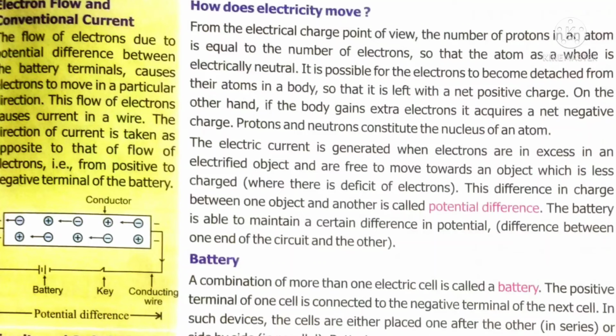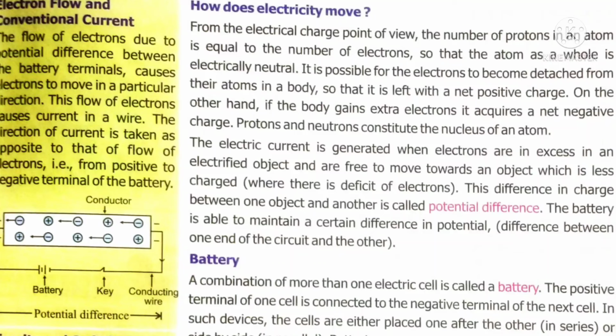I told you heat transfers from a high to a low temperature body. In the same way, here the charged particles move from the excess electron site to the less electron site in an object. Here comes potential difference. The difference in charge between one object and another is called potential difference.